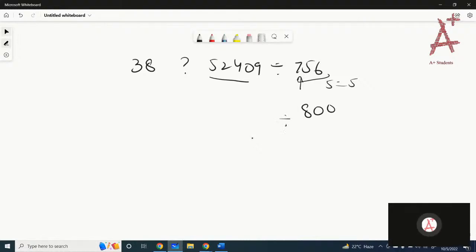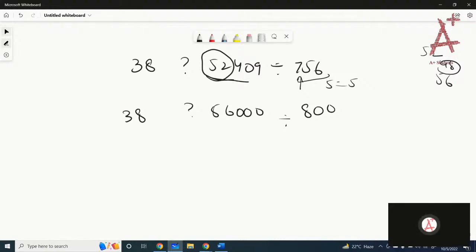Now you have to find a number that is easily divisible by 800 and near to 552,409. Got it? We know that 52 is not in the table of 8. 8 times 7 is 56. 8 times 6 is 48. So 48 is much smaller than 52. You can go for 56. So just round off the number to 56,000. Got it? You just have to find the estimated quotient, not the exact quotient.